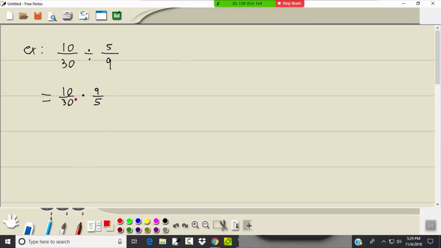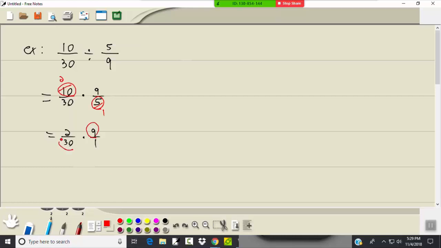Then you want to simplify. Again, we look for a number on top and a number on the bottom. 10 and 5 are both divisible by 5. 10 divided by 5 is 2. 5 divided by 5 is 1. So we get 2 over 30 times 9 over 1.